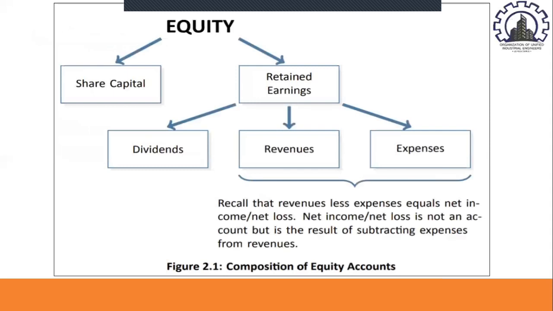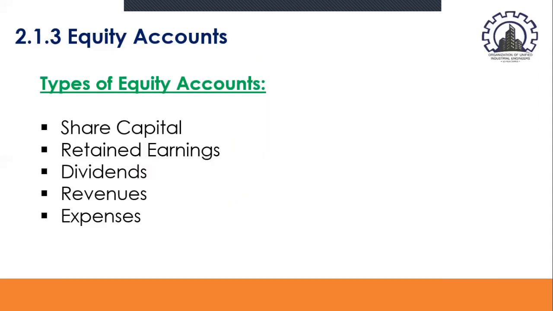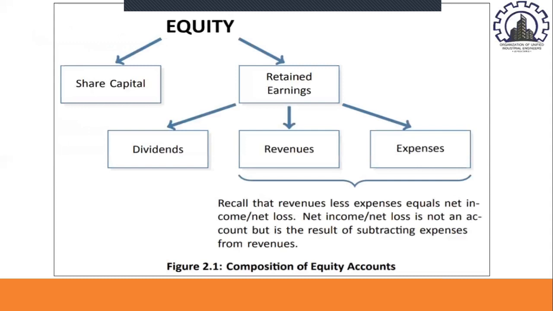And as you can see in figure 2.1, this shows the composition of equity accounts. So as you can notice, equity is divided into two parts. First, we have the share capital, and we also have the retained earnings. And retained earnings is further divided into three as well. So we have dividends, we have revenues, and we also have expenses.